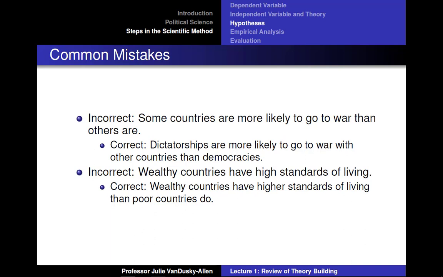Another mistake is not focusing on how variations in the independent variable influence variations in the dependent variable. You could say wealthy countries have high standards of living, but you're not comparing wealthy countries to anything. High standards of living compared to what? Instead, you should say that wealthy countries have higher standards of living than poor countries do. This is a comparison where you are comparing how variations in the independent variable, wealthy/poor, influence variations in the dependent variable, standards of living.